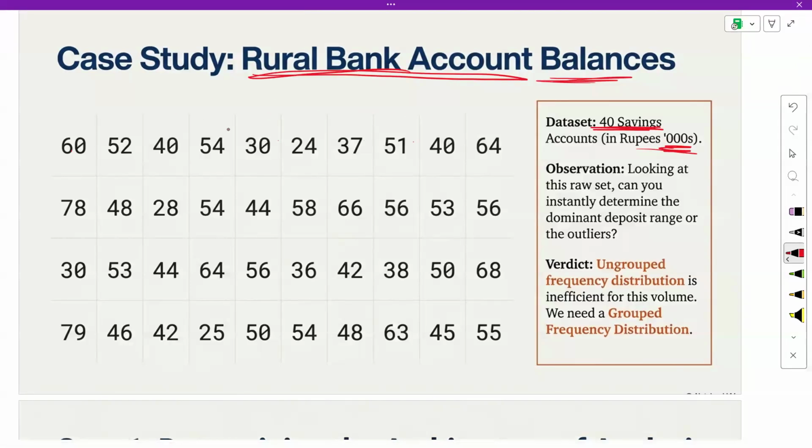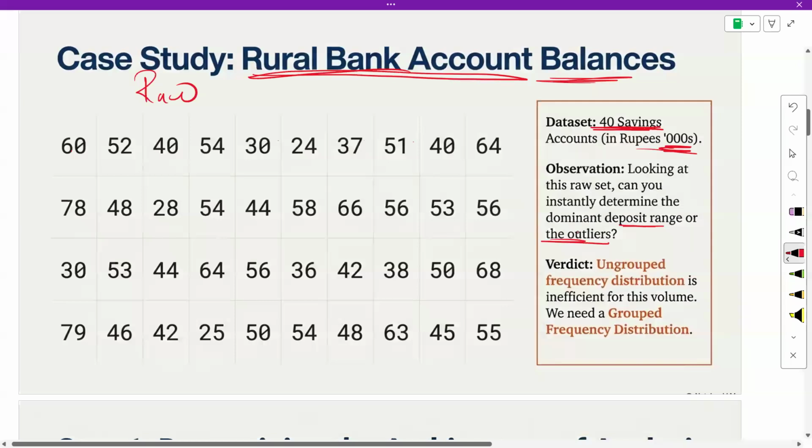Here, 40 data points. And when we look at this data set, these data are not arranged. So these are in raw form, raw data. So what is the observation here? Looking at this raw data set, can you instantly determine the dominant deposit range or the outliers? By just looking at the raw data set, it is very hard to find the minimum value, the maximum value, and whether there are any trends, which group has more accounts, more balances, right? It's hard.